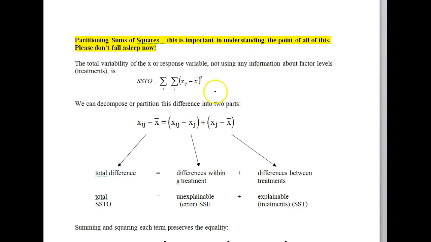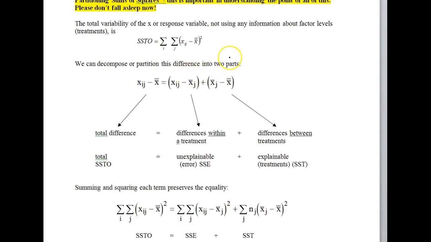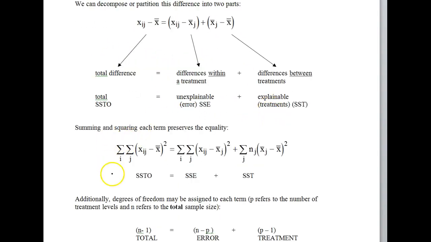So let's look at this. We just went over this SSTO, the sum of squares total. This is going to break down into the unexplainable error, which is our SSE, or sum of squares error, and then the explainable, which is the treatment, so the sum of squares treatment. So our SSTO, which is up here, is going to break down to this, right? This is the same formula. And then it's going to break down into the SSE plus the SST, and these are the formulas for SST.